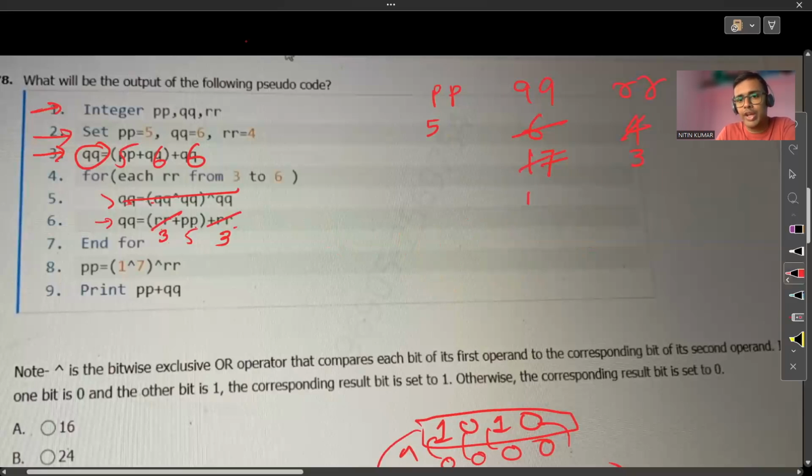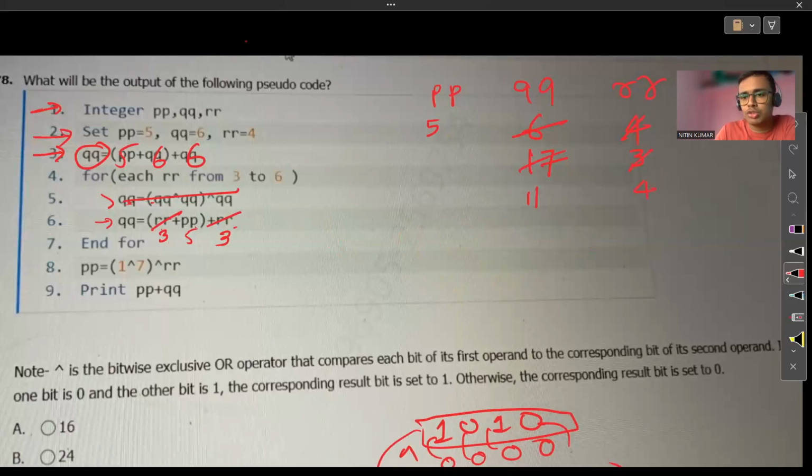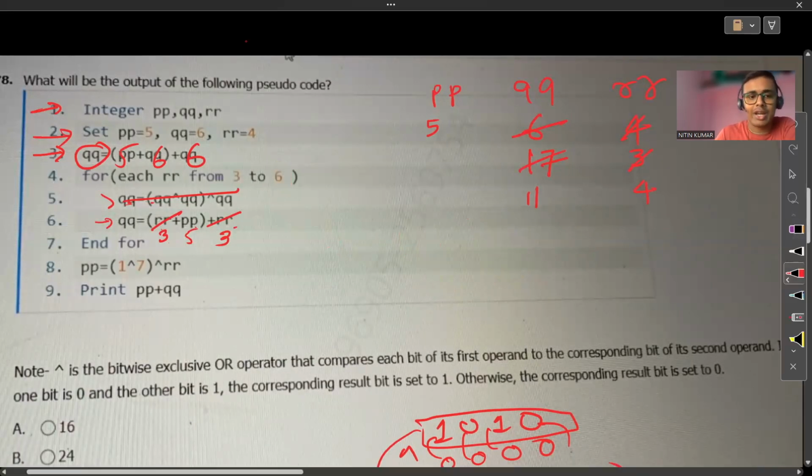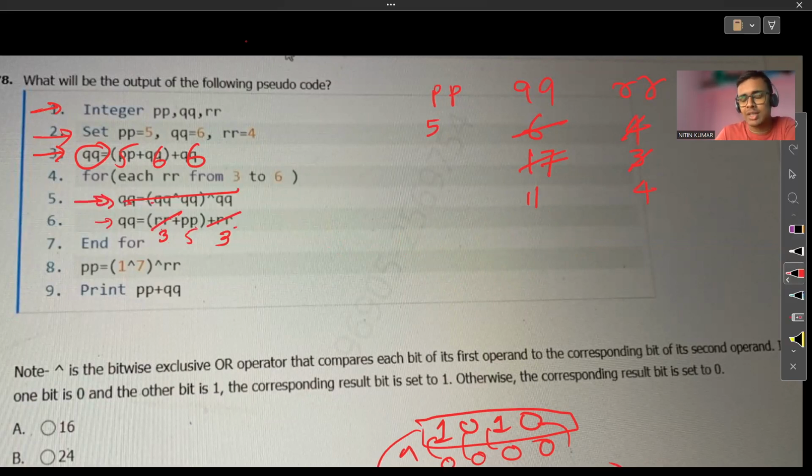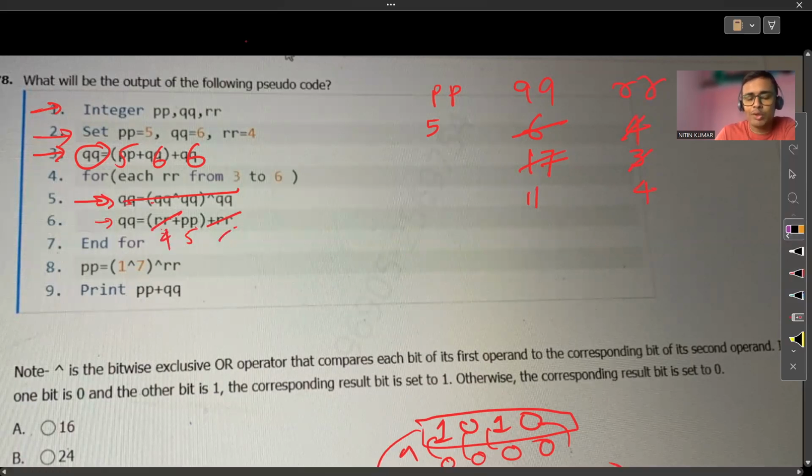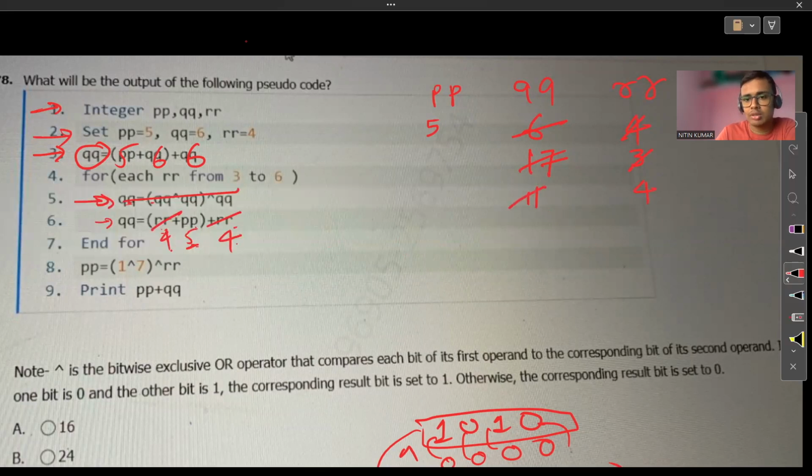The value of QQ is now 11, and R will be incremented because in a for loop every time it will be incremented by 1. So now the new value of R is 4. Again, the value of R should be less than or equal to 6. So it is less than or equal to 6. Yes. So we are running this loop again. And this condition has no significance because it ultimately means QQ is equal to QQ. But this line has significance: now my value of R is 4. The value of R is again 4 and the value of P is the same. So we are doing the same again. So 4 plus 5 plus 4 will eventually become 9 plus 4, 13.